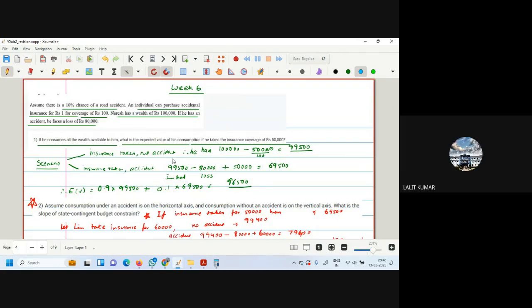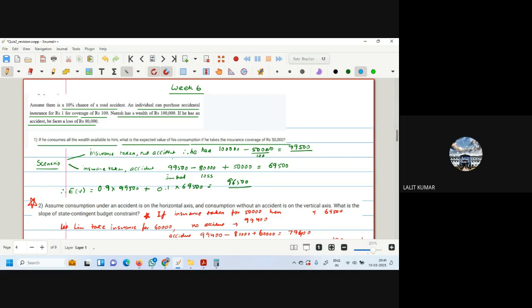So week 6 started with the insurance concepts, and the first question is from that concept only. Assume there is a 10% chance of a road accident. An individual can purchase accidental insurance for ₹1 for coverage of ₹100. Naresh has a wealth of ₹100,000. If he has an accident, he faces a loss of ₹80,000.